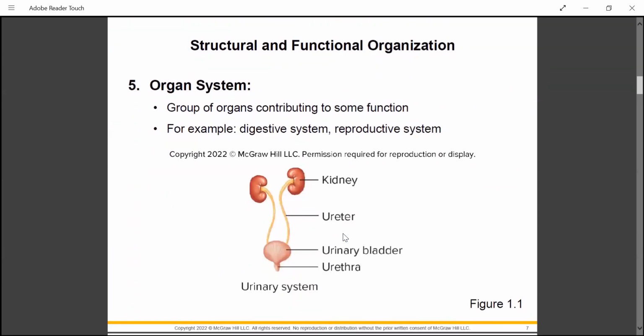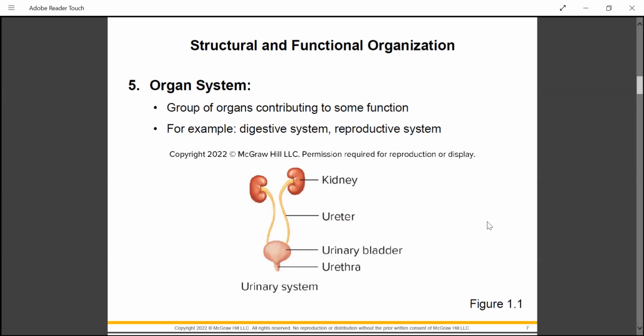All right, building up even further, we're going to talk about organ systems. Now we're at level 5. This is now going to be groups of organs contributing to some common function. We just used the bladder as our organ example in our last level at level 4. Now we're going to look at the whole urinary system. That also includes our kidneys, our ureters, and our bladder.